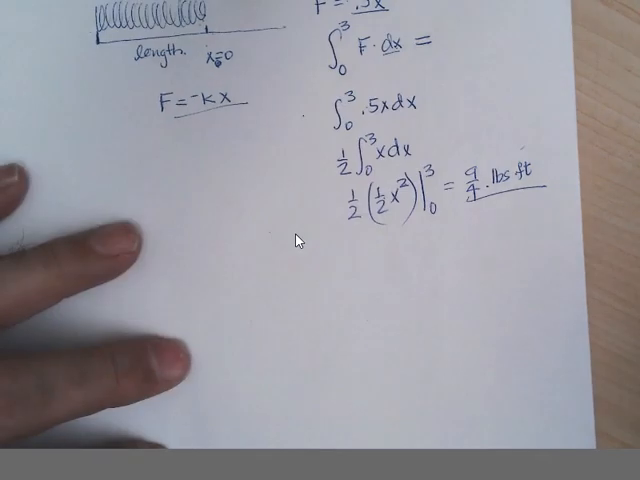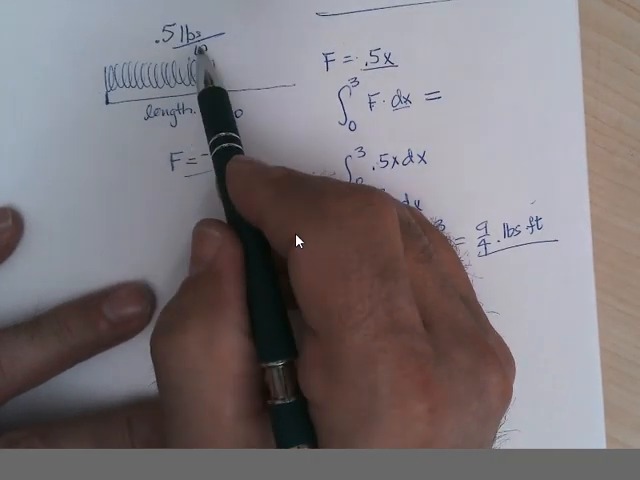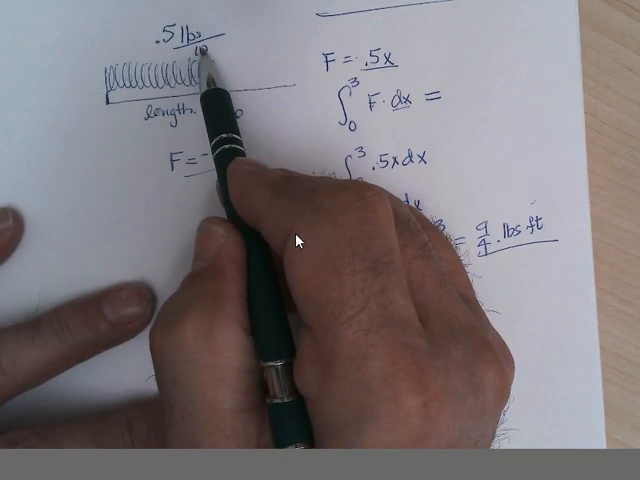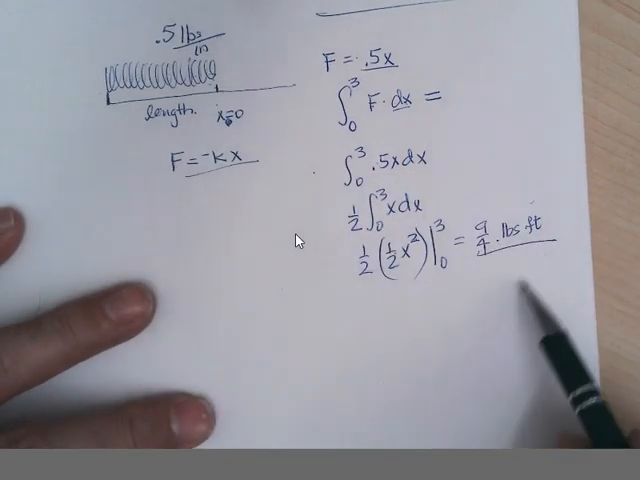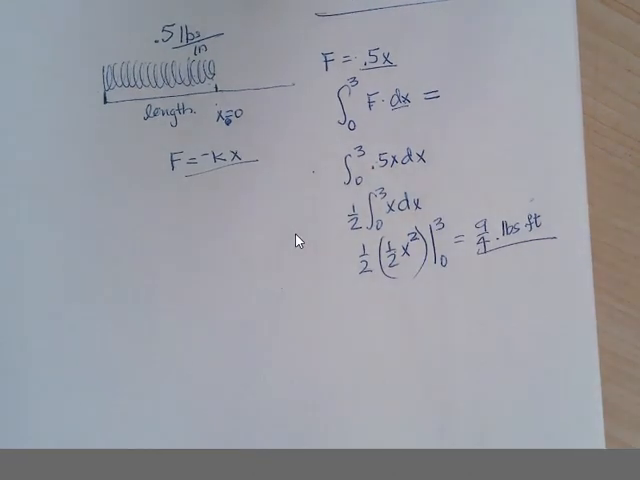If it was in the metric system and this was in newtons per meter or centimeter or whatever, then I would do similar and the units would be Newton meters or joules. So there's a work problem working with springs.